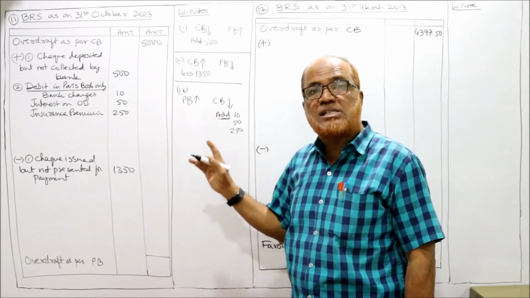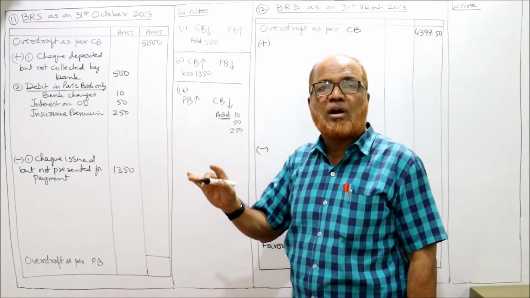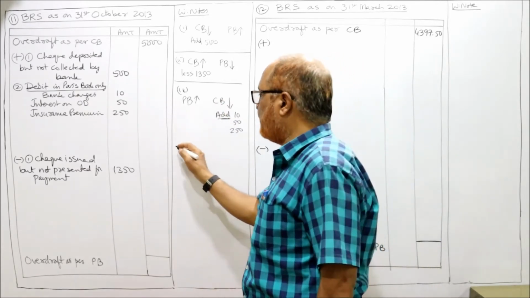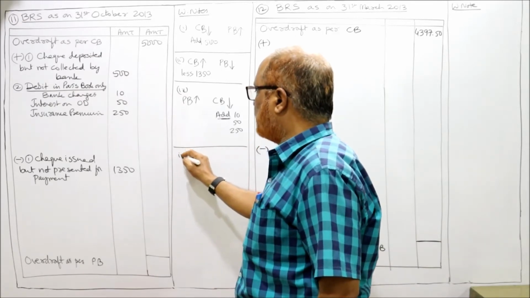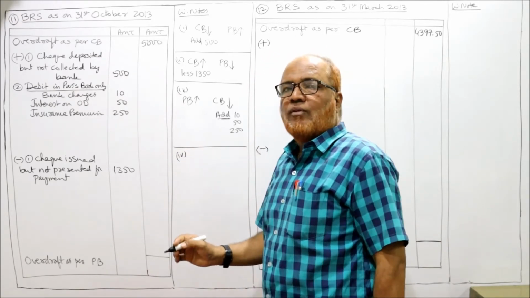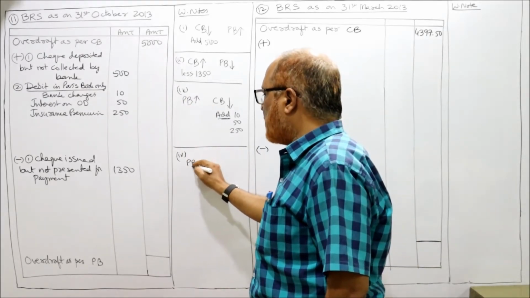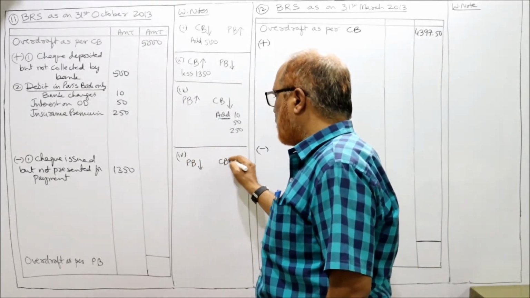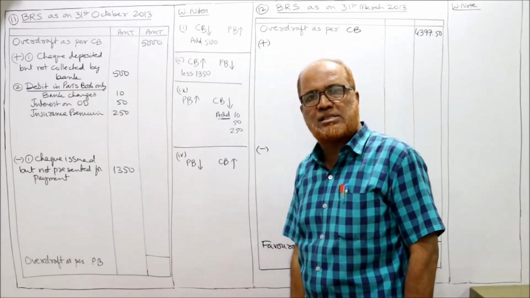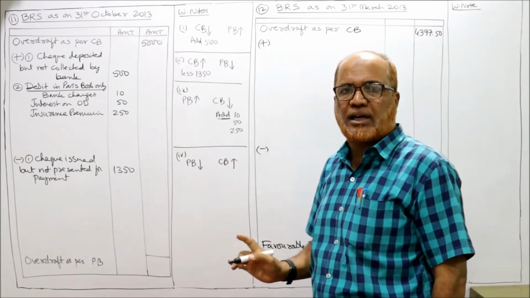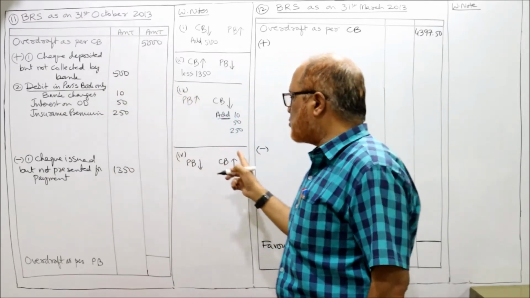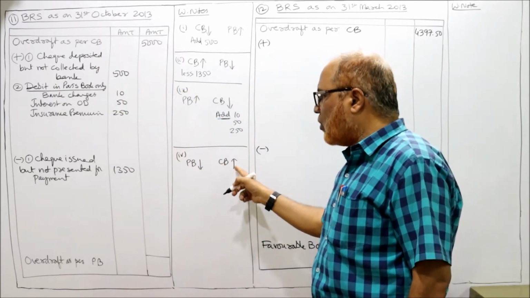Now passbook is credited, the overdraft as per passbook will come down. Last item is the fourth one. So when a customer directly deposits in the bank, passbook overdraft will come down. Cash book overdraft still shows more balance because we have not recorded it in the cash book. Our starting point is cash book only. Cash book is showing more balance.